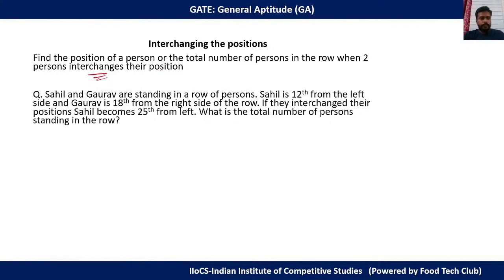For example, this question: Sahil and Gaurav are standing in a row of persons. Sahil is 12th from the left side, and Gaurav is 18th from the right side of the row. If they interchange their position, Sahil becomes 25th from left. So the new position becomes 25. So three things are given. Sahil's position from left is 12th. Gaurav's position is 18th from the right side.